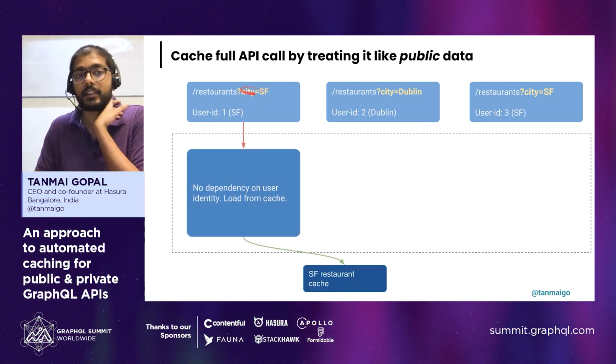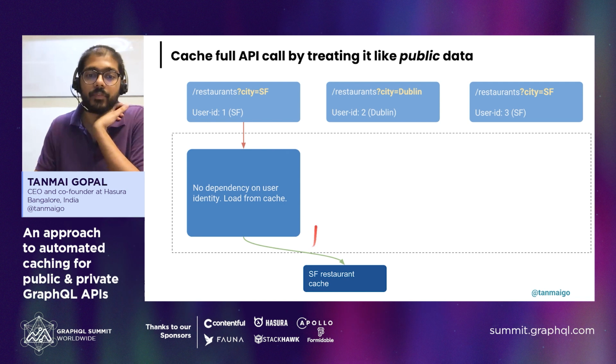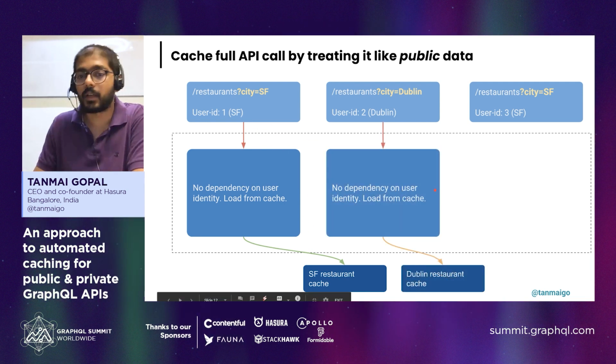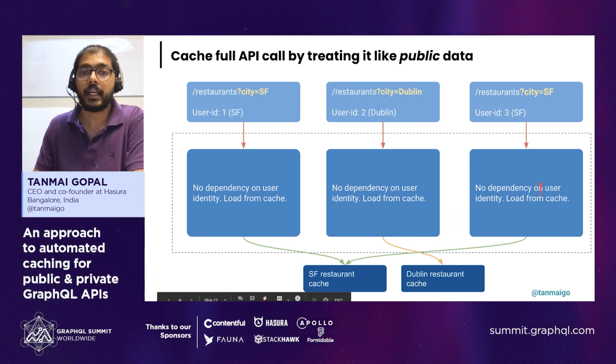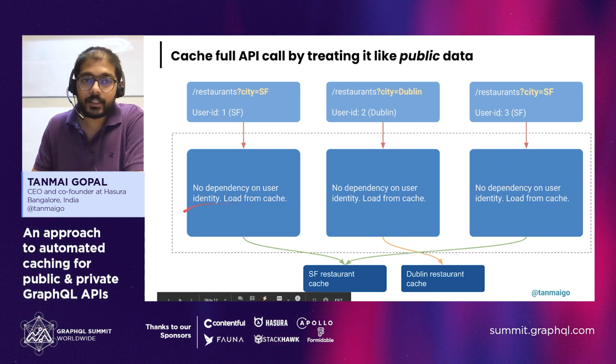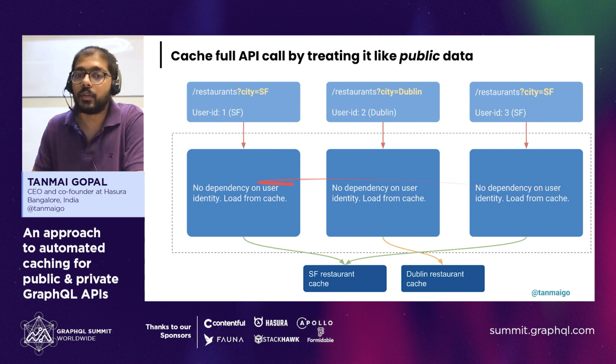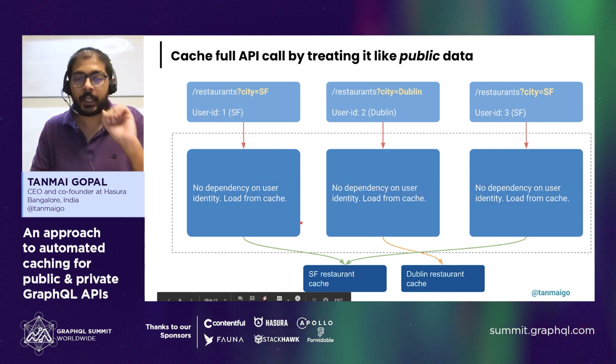So we can say, hey, this is from the SF list, fetch from the cache. This is from the Dublin list, fetch from the Dublin cache. This is from the SF list again, fetch from the SF list, right? So our GraphQL system doesn't really have to do anything to process the GraphQL query. We know that we can just load it from the cache, right?